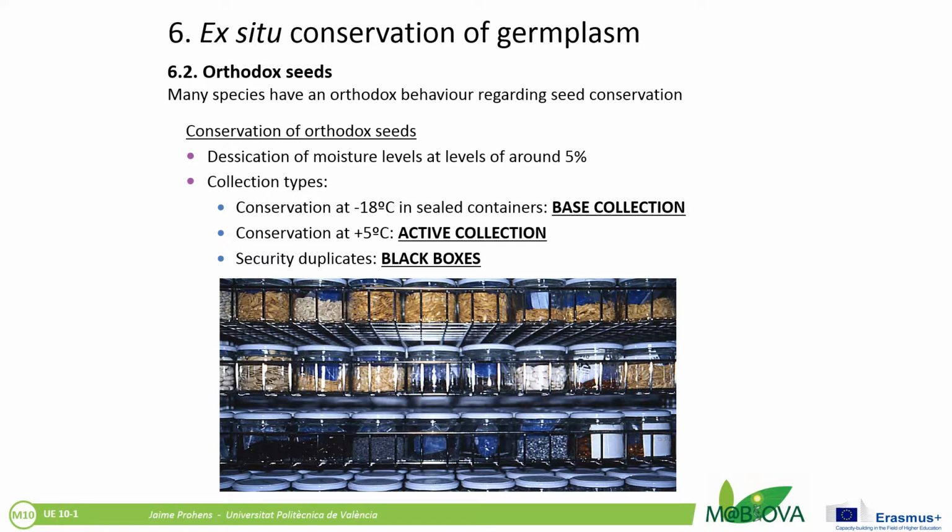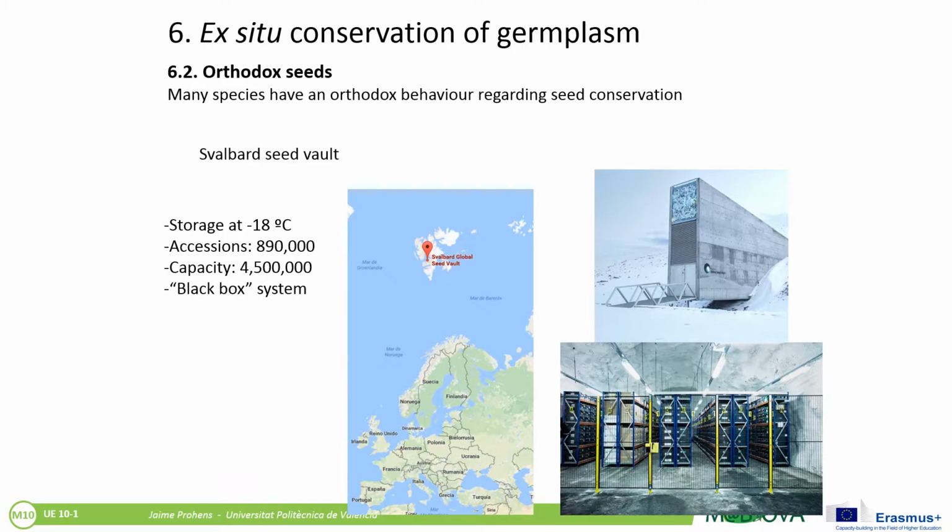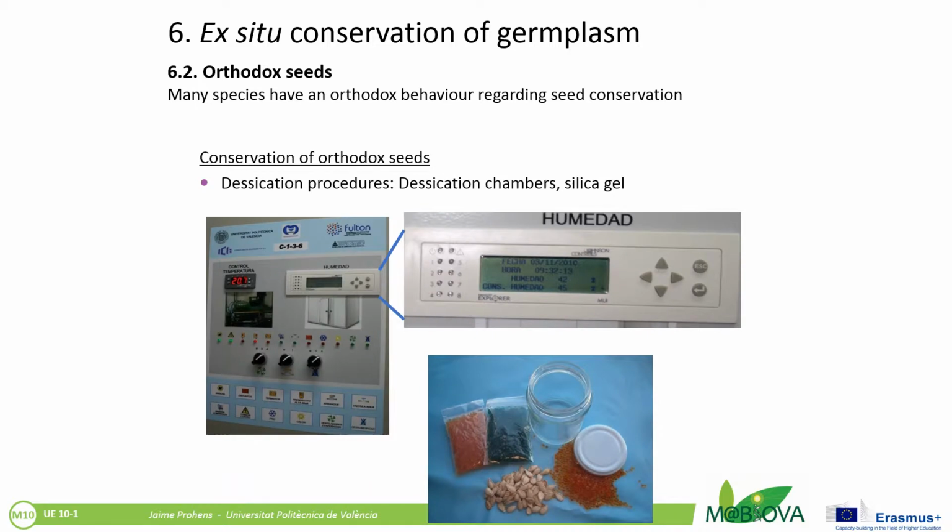One example of security collection is the Svalbard seed vault, where seeds are stored at -18 degrees centigrade. The vault has already stored around 890,000 accessions and has a capacity of around 4.5 million, and it uses a black box system. Seed desiccation can be performed using different procedures, such as desiccation chambers or with silica gel.